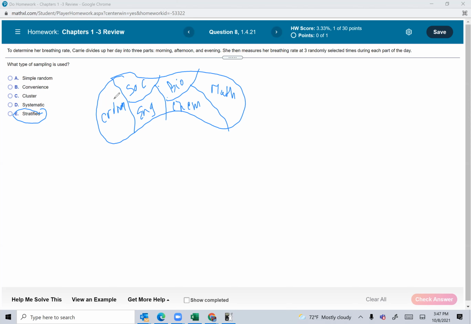We split them up into measures. And then we go to each measure and we select a few students from each measure. So we select a few students from math, few students from chemistry, few from biology, sociology, English, chemistry. And then the students we selected from each major, we put them together, and that's what we call a stratified sample.